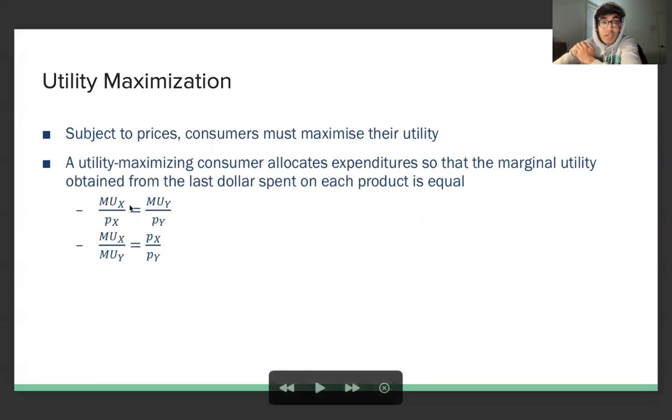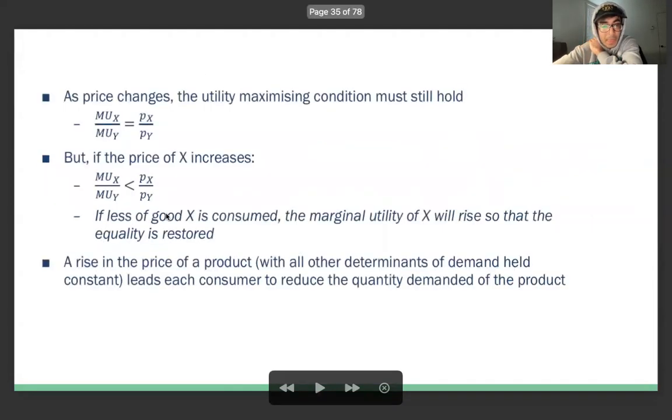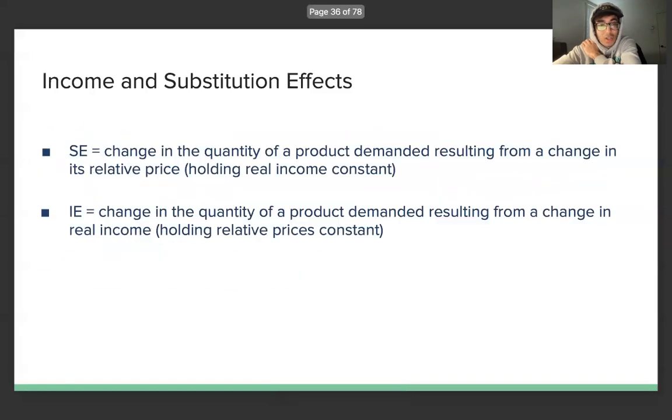And the same logic goes when MUx over Px is greater than MUy over Py. In both of these inequalities, when we consume more of one good, that would make the marginal utility of that good fall down. And it's going to fall down until we reach this equality. Yeah, so that's the basic logic.